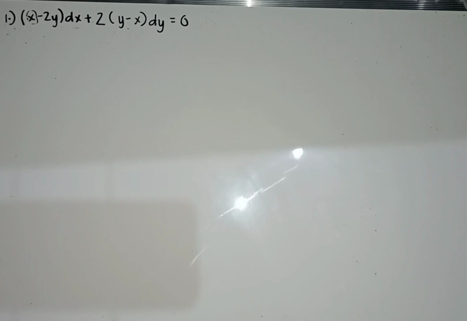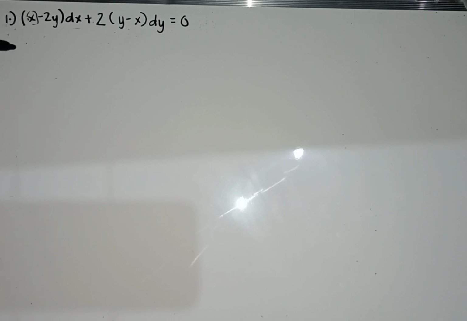Right now we're gonna be solving exact differential equations. Here is our first equation: (x minus 2y) dx plus (2y minus x) dy is equal to 0. The first thing we must do is test for its exactness.